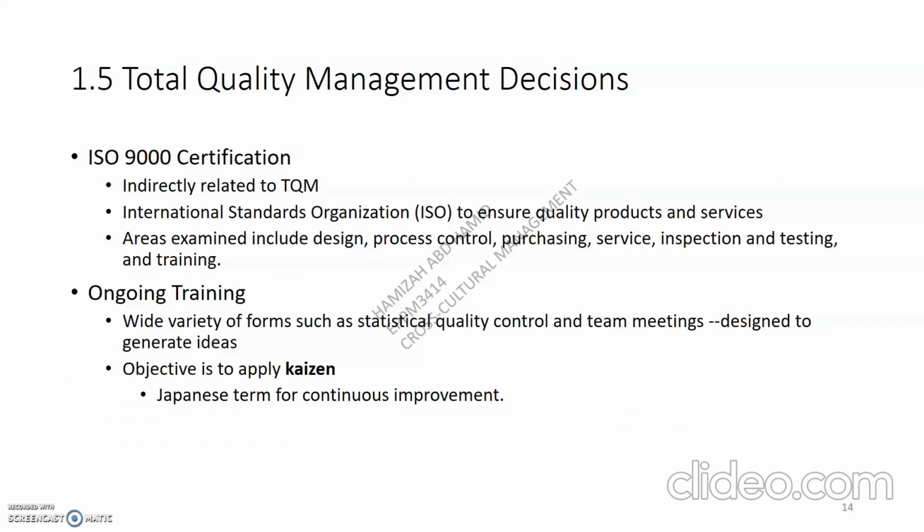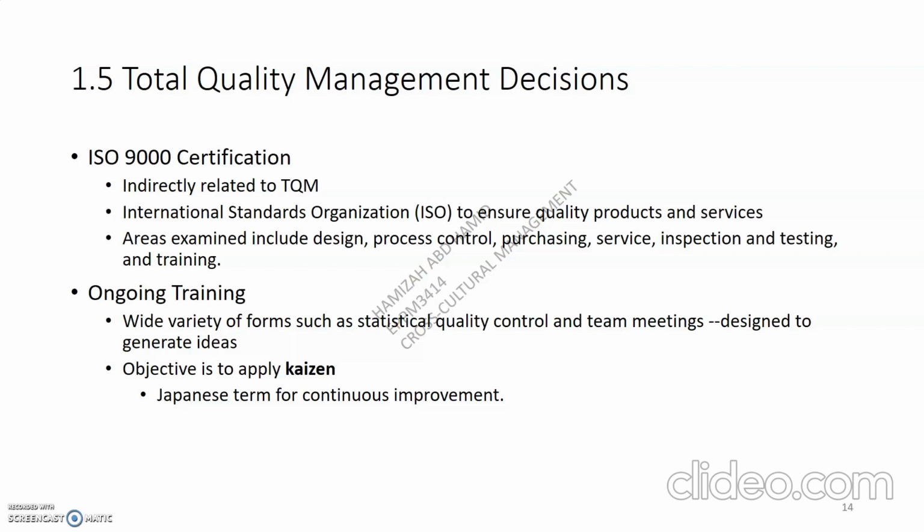The ISO 9000 certification is indirectly related to total quality management. This is to ensure quality products and services. If you can still remember, they originated from manufacturing practices. You want a highly standardized product, so you have to place high discipline and high quality management to have all those products uniform and standardized.